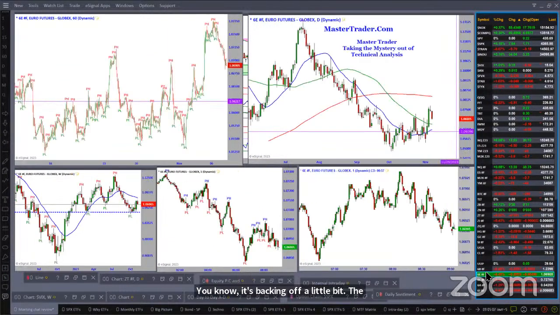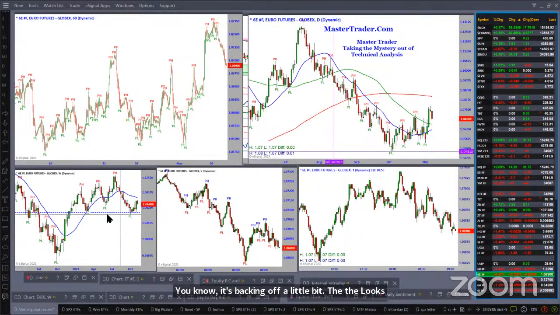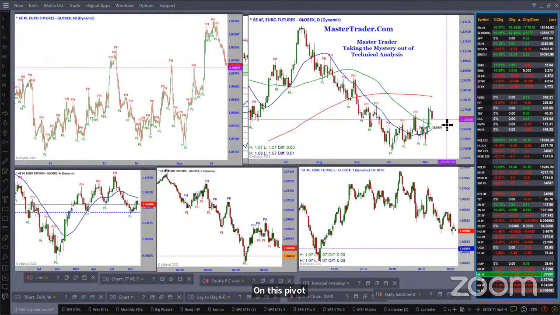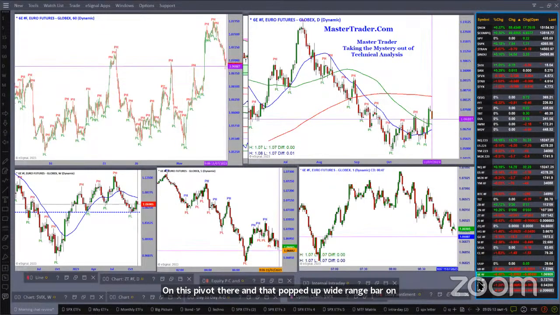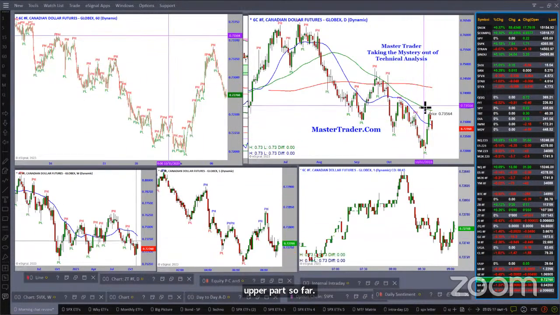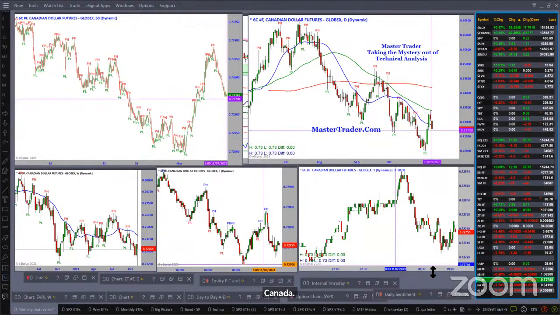The euro looks like it may have bottomed. You look to the left, it's on this pivot there, and that popped up wide range bar on the weekly chart, and it's just consolidating in the upper part so far. Canada, pop up, it's coming down, still in a downtrend, but notice it's at support here. So you see all these currencies at support and turning around.